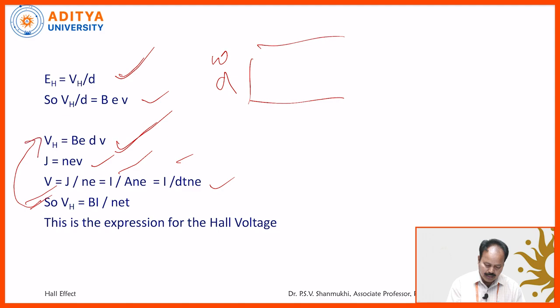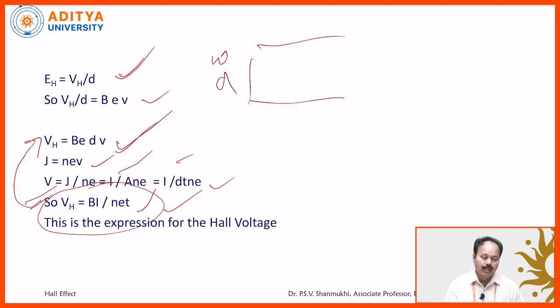Substitute this velocity expression in the Hall voltage formula. VH is equal to BeDV. Therefore we get VH is equal to BI by NeT. This is the expression for Hall voltage, where B is the applied magnetic field, I is the current, N is the electron density or holes density, e is the charge of the electron, and T is the thickness of the sample.